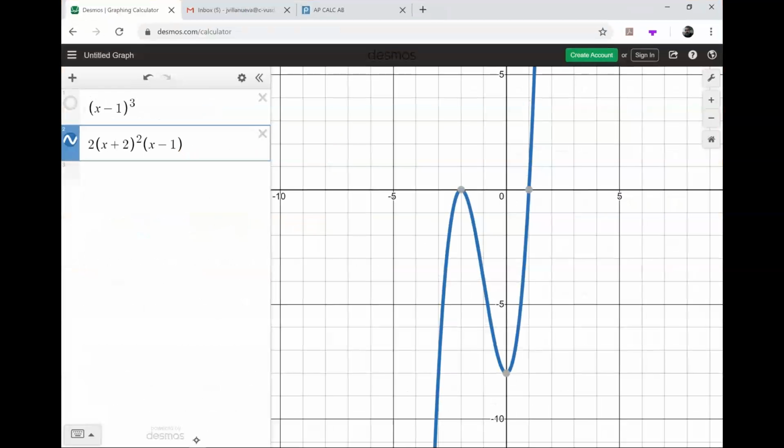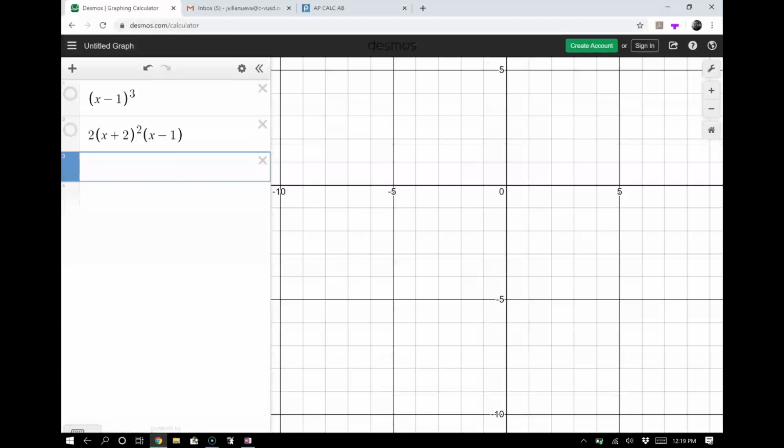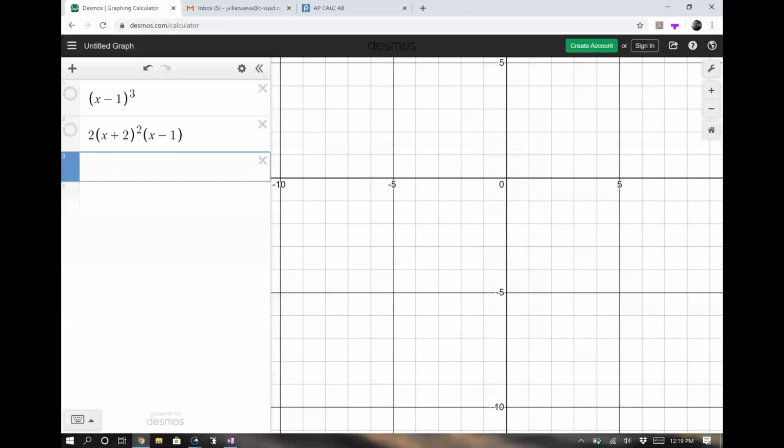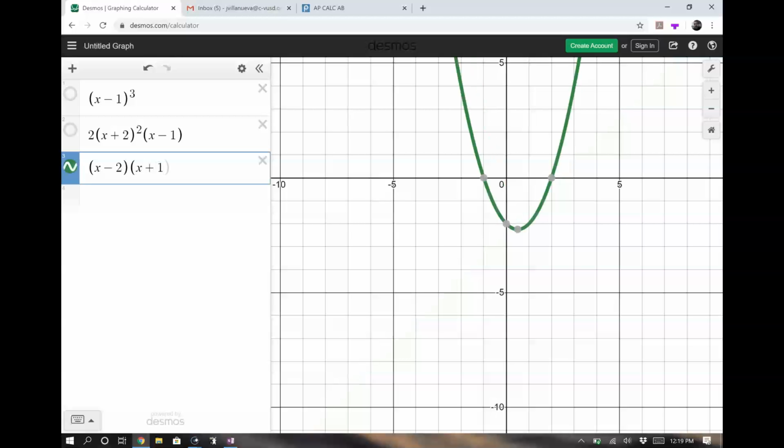Now, let me write down that function. Keyboard's always easier. All right, so it's x minus 2, and there's an x plus 1. What was the other one? There was an x plus 1, an x plus 3, right? Oh, that was squared. Thank you. Yeah, that one was squared. And then an x plus 3, right?